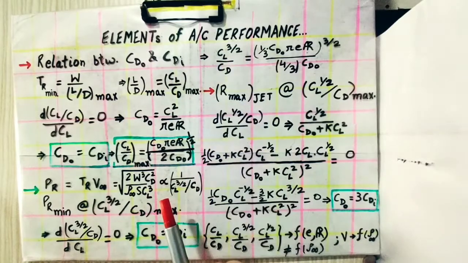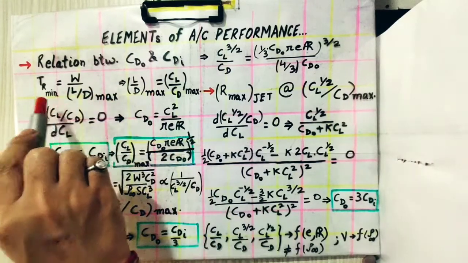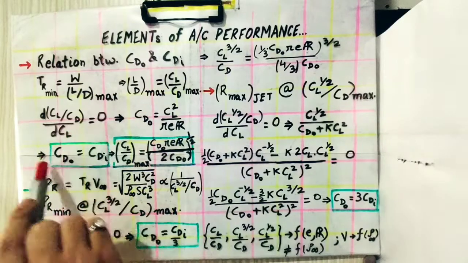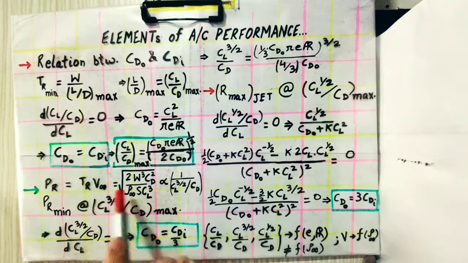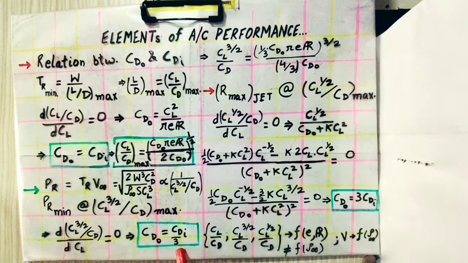And based on this we can say power required will be minimum when CL raised to power 3 by 2 by CD will be maximum. And similar to the thrust required minimum relation for CL by CD max, where we computed CD0 equal to CDI, similarly we find here for CL raised to power 3 by 2 by CD max for a given CL, we deduce that CD0 will be equal to CDI by 3, which means CDI is 3 times CD0, and at this aerodynamic relation, we find that power required will be minimum.